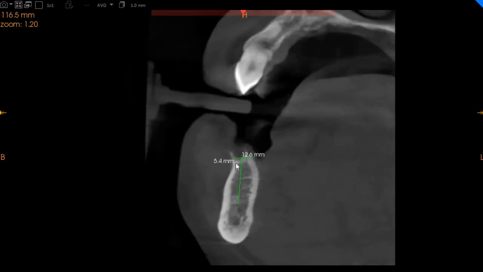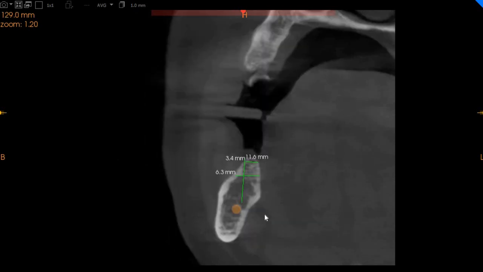This is the region of the lower left 4. We've got 5.4 millimeters of ridge width with 12 millimeters of height, so this is an area which can definitely get an implant, because you can see here we've got good thickness at the mid crest level as well. And now eventually moving to the region of the lower left 6. There we go.